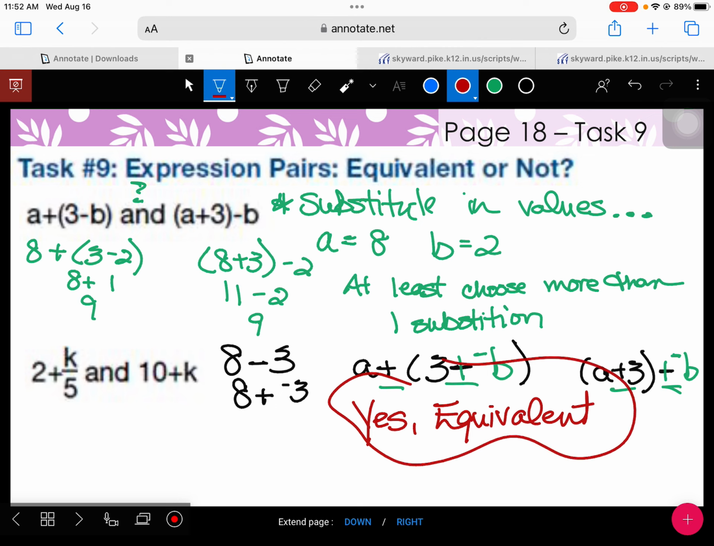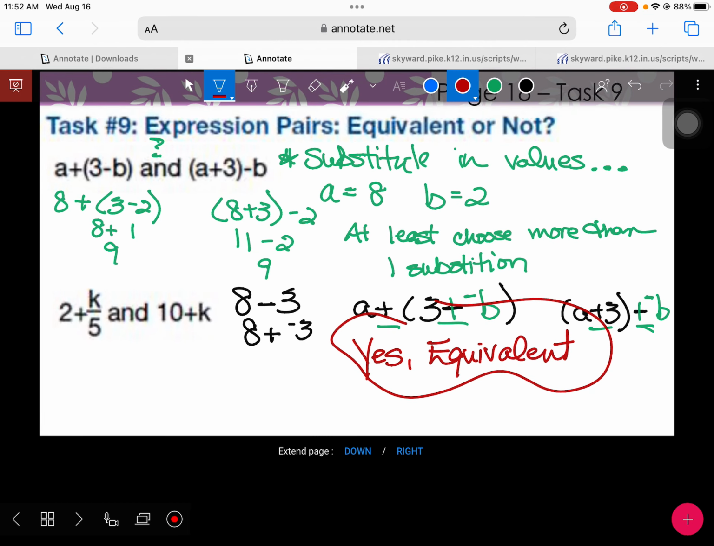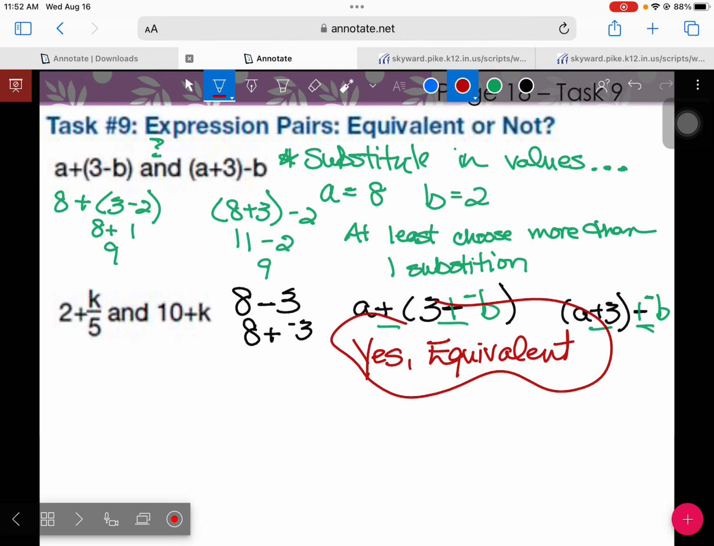Nobody's like, yeah. Okay. So algebraically, you can change that subtraction to adding the opposite, or you could substitute in a couple of different values. Questions on that one? All right, let's go to the next one.